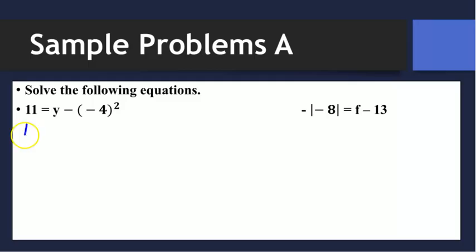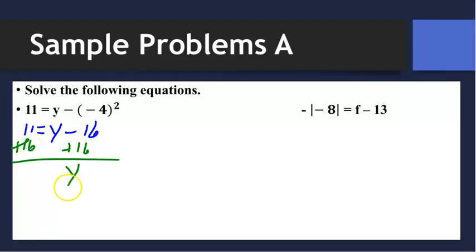Here I have 11 equaling y minus negative 4 squared, and negative 4 squared is 16. So now I can get y by itself by doing the opposite. The opposite of subtraction is addition, so I add 16 to both sides. And we're left with y equaling 27.